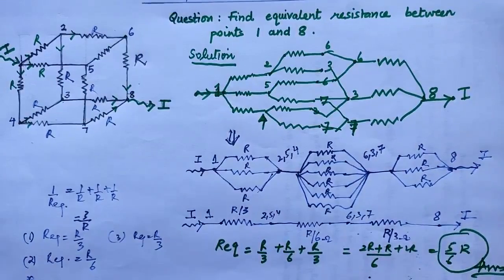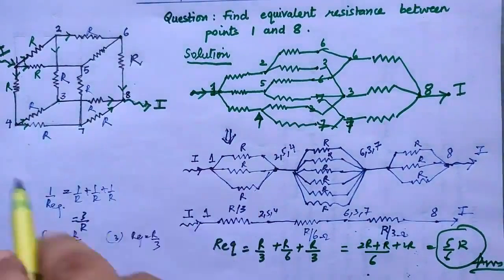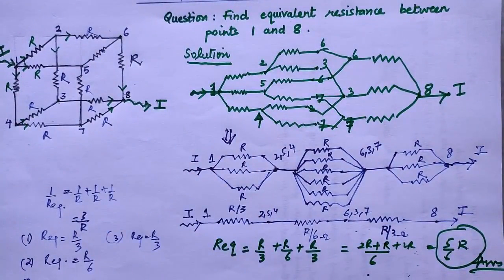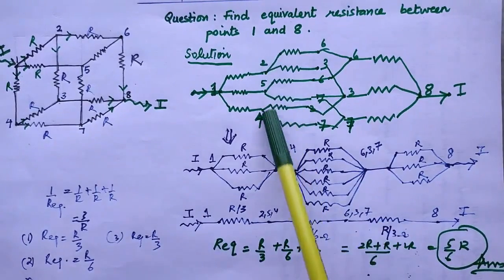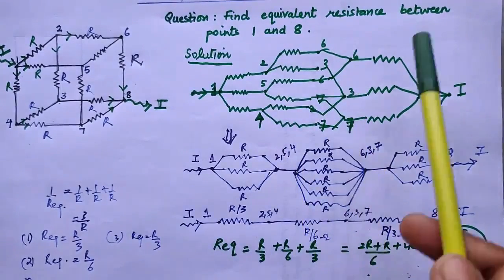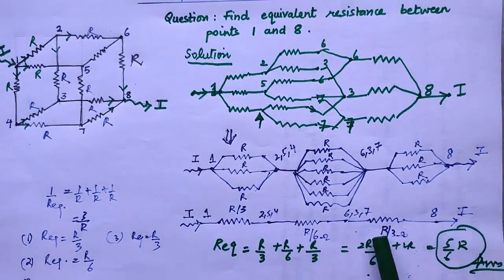For the cube having the same resistance in all the arms, the equivalent resistance is given by 5 by 6 R. We have used here the concept that the potential is the same at certain points. We have used the symmetry of the cube and we have got the answer.